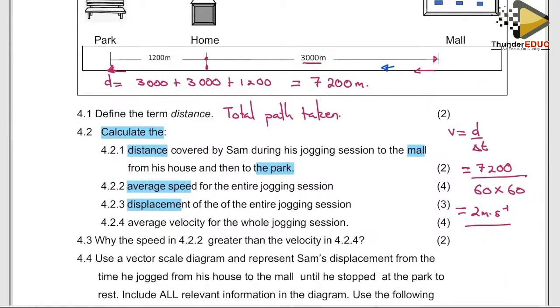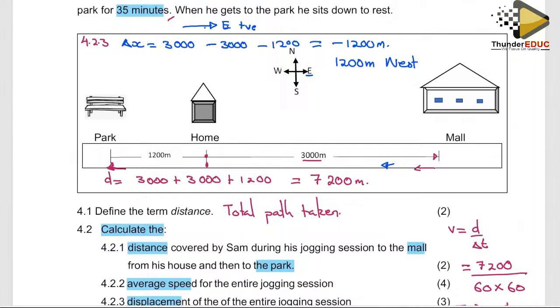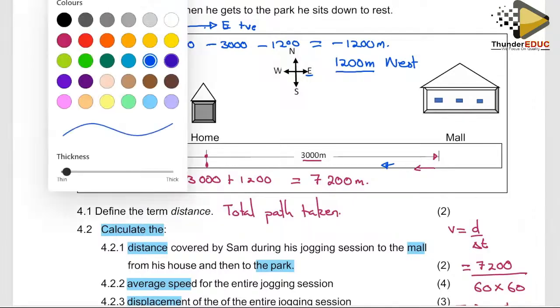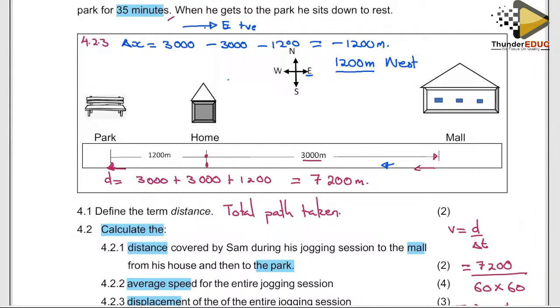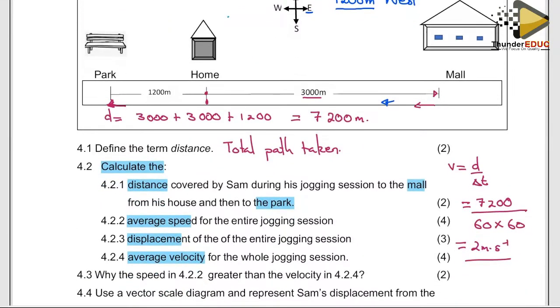Then I'm going to proceed to question 4.2.4, where we are asked to calculate the average velocity for the whole journey, the whole jogging session. For 4.2.4, average velocity, remember we use our displacement, which we already calculated to be 1,200. Let me change the color again. They're saying calculate the average velocity. So average velocity has to do with what?